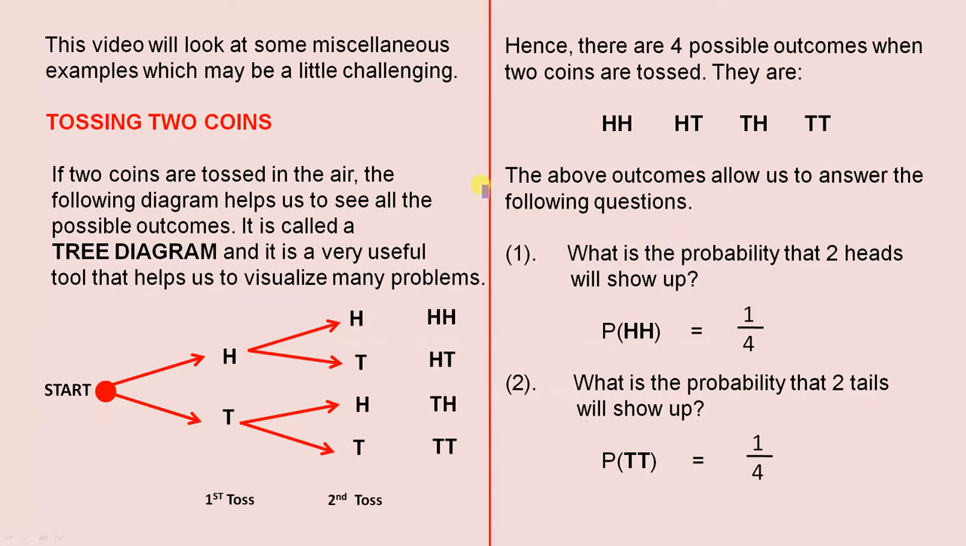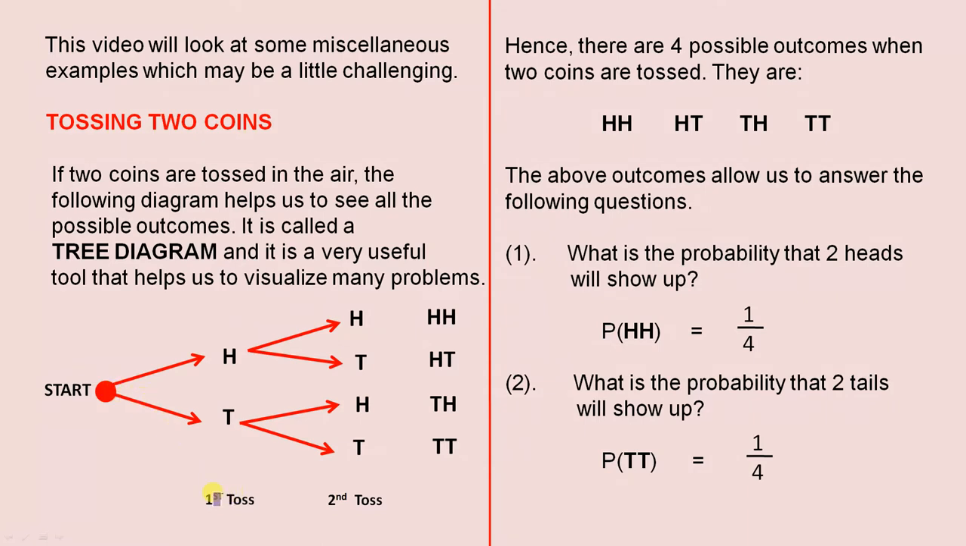If two coins are tossed in the air, the following diagram helps us to see all the possible outcomes. It is called a tree diagram, and it is a very useful tool that helps us to visualize many problems, especially those associated with probability and sample spaces. So basically we have the start here, and you just look at each situation, and in this example we're tossing two coins, and basically it goes like this.